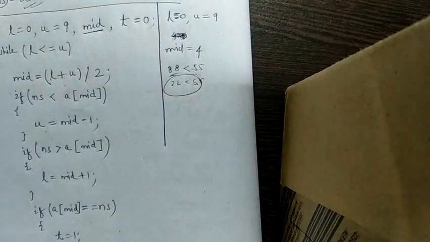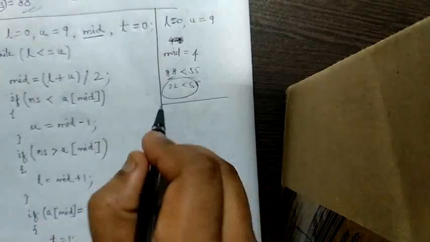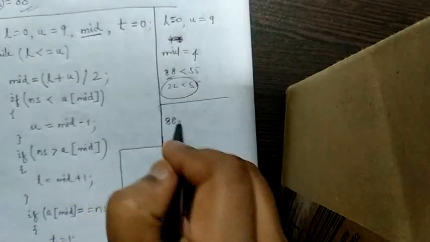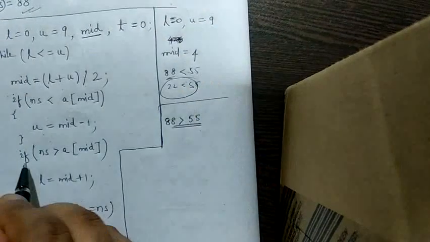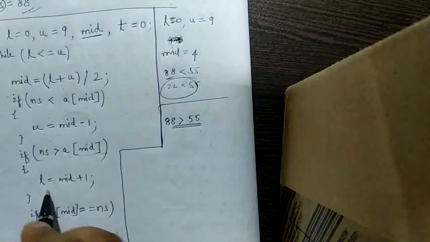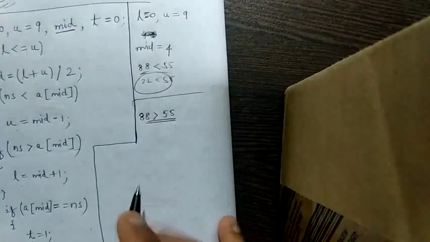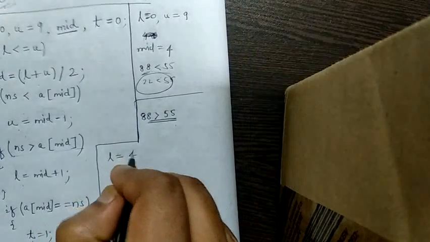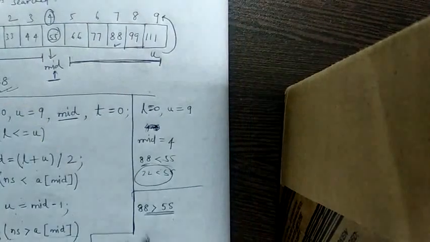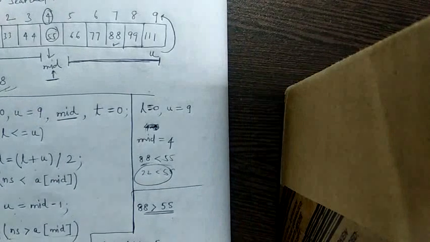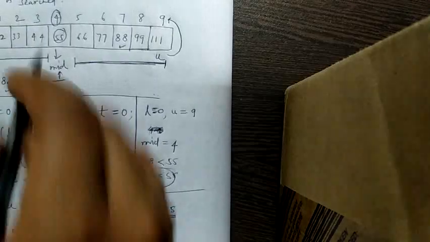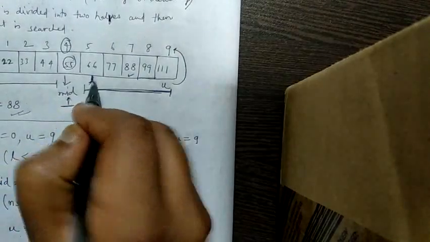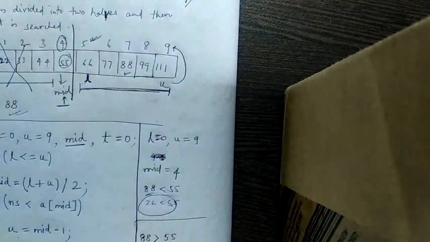Now see how this logic works. As we have already seen, 88 is greater than 55, so this second condition becomes true for us. So L will become mid plus 1. The mid value is 4, you can see here, so 4 plus 1, and L will be 5 now. Where will this L shift? L will shift over here to this position. So I don't want this part now; this part is not required anymore.